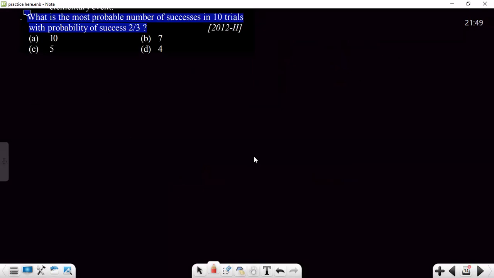Next question. What is the most probable number of successes in 10 trials with probability of success 2 by 3? Now, this is a question which you can solve with common sense. And I would like both of you to give a try. So first, let's start with Yarini. Yarini, whatever step you will tell, I'll write that on the screen, okay? So start thinking. And after Yarini, next turn is of Guru, okay?